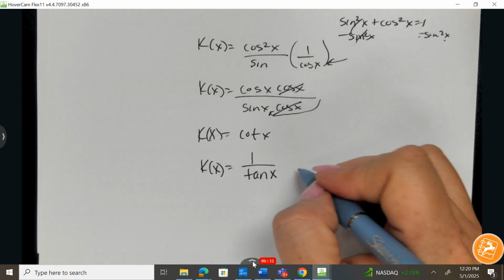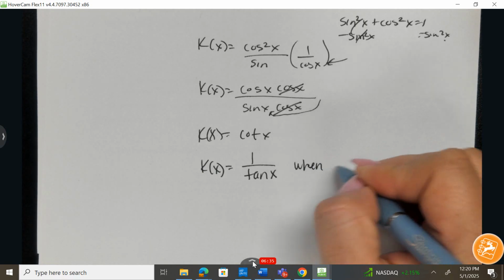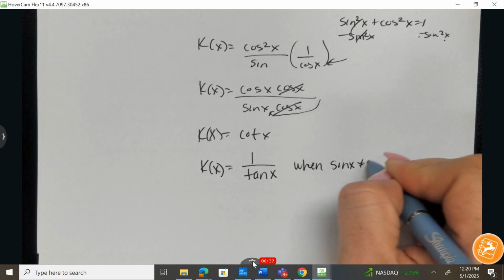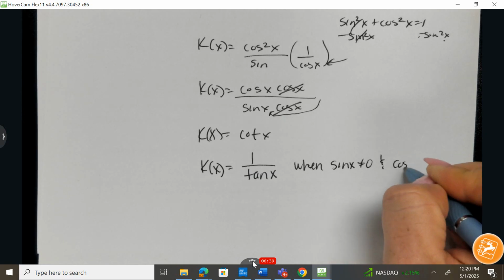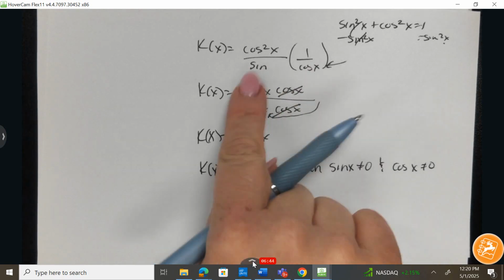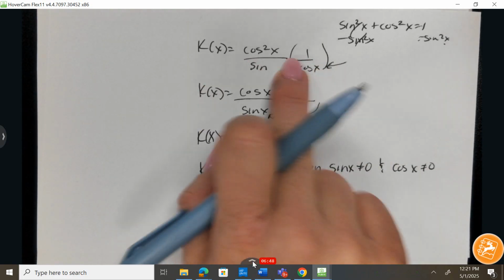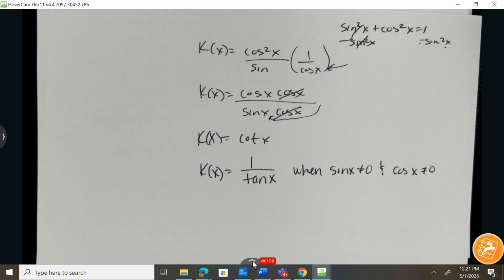Okay, so all of this is true, and then I need to add when the sine of x does not equal 0 and the cosine of x does not equal 0. Why again is that? Because look up here. If sine of x is 0 or cosine of x is 0, we'd be in trouble. We'd have 0 in the denominator. That's fine.